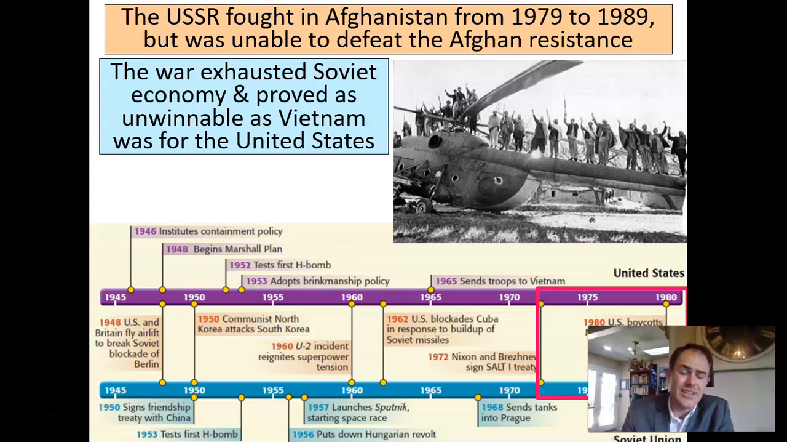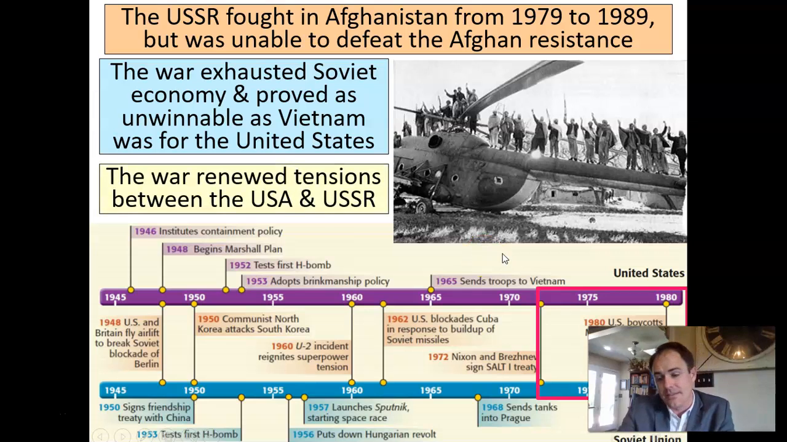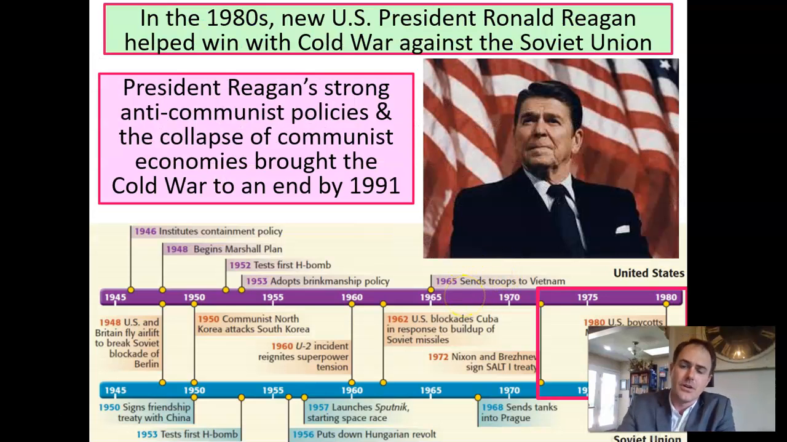For the Soviet Union, it really exhausted their economy and proved as unwinnable as Vietnam was for the United States. And it renewed tensions between the U.S. and the USSR. Also renewing tensions is a new U.S. president. You see there, Ronald Reagan. He was a strong anti-communist, very, very strong, who dramatically increased the defense spending in the United States, and spoke very harsh words about the Soviet Union, calling it an evil empire, which many people attribute to helping bring it to the end of the Cold War in 1991.